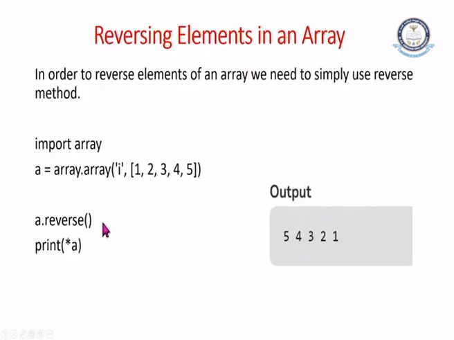So here, using the reverse keyword, we can print the array in reverse order. See here, what is the order? 1 2 3 4 5. So if I want to print 5 4 3 2 1, then we can use the reverse method or reverse keyword. Using this you can print the reverse order of the particular array.